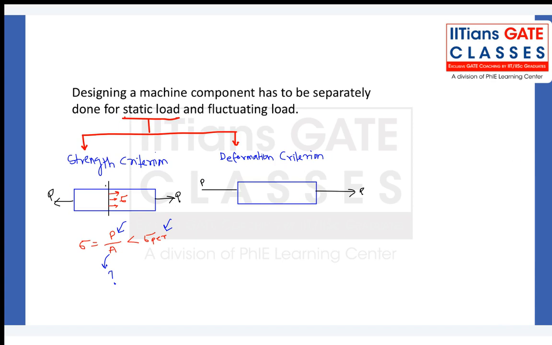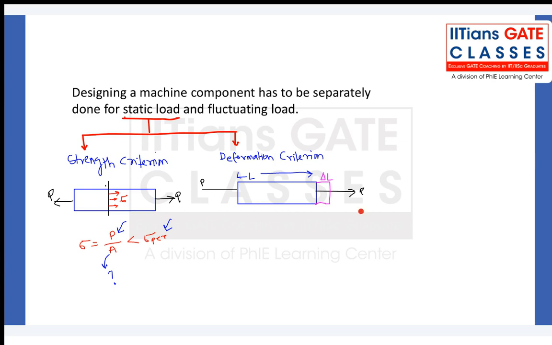So what do I mean by deformation? As you can see, this is a tensile force, so the length of the bar will increase. Let me say the length increases by delta L. The original length is L, and because of the force P, the length of the bar increases by delta L. Now, what is delta L?